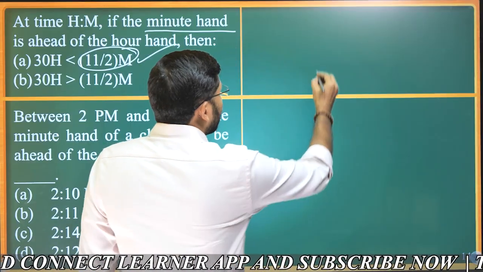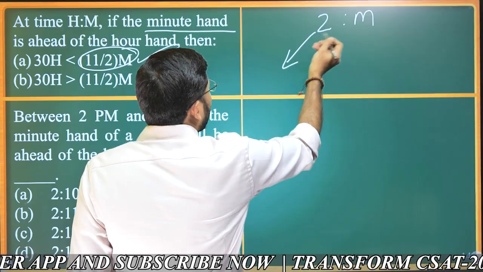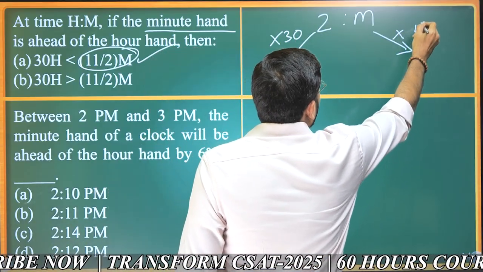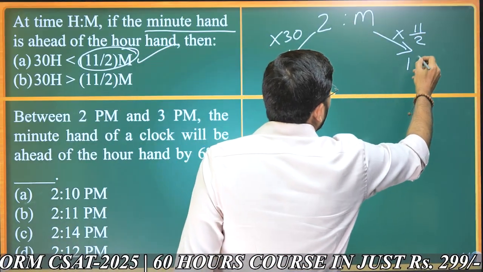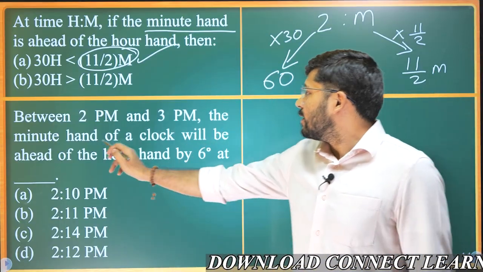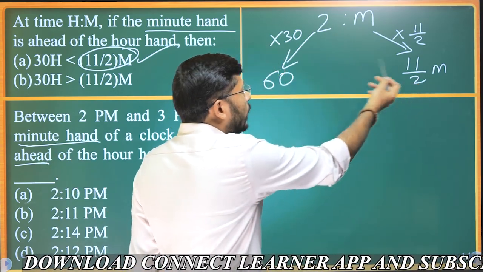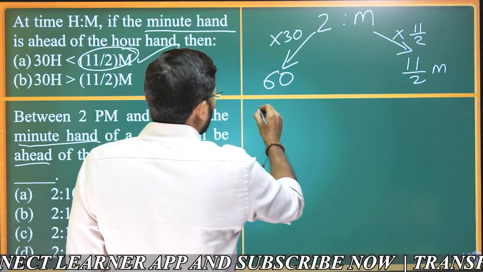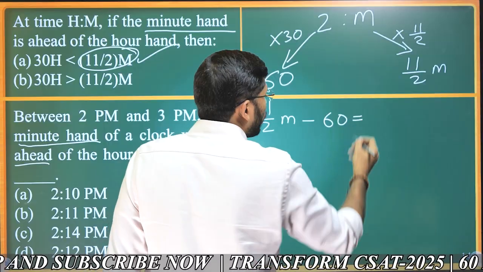What method? We will assume the time to be 2 hours and m minutes, and to find the angle between them, we would multiply this with 30 and we would multiply this with 11 by 2. 2 into 30 is 60 and m into 11 by 2 is 11 by 2 m. However, see here, the minute hand is ahead. So 11 by 2 m is greater than 60. So we will not do 60 minus 11 by 2 m. We will do 11 by 2 m minus 60. It is equal to the angle between them.